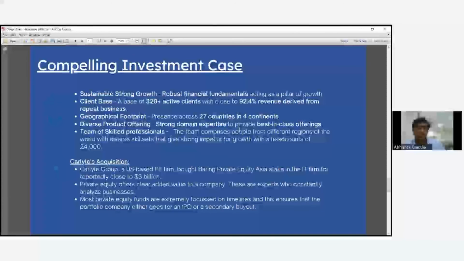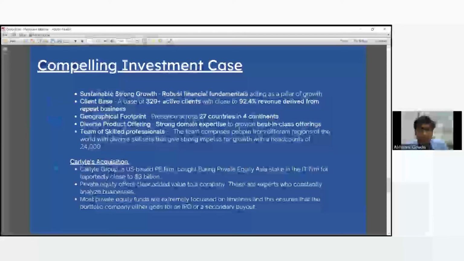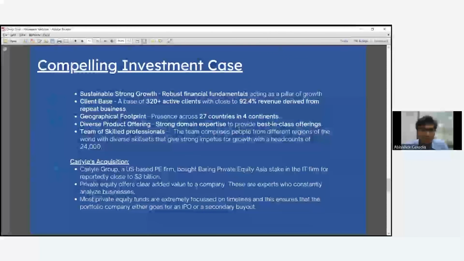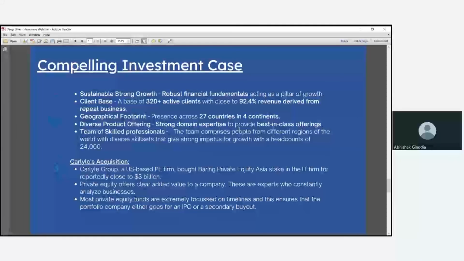Coming next to, I think, just wanting to cover why Hexaware seems like a good investment, some pros and cons. I think we've covered most of this in the earlier slides, but it has shown significant growth. Number one, roughly a 16% CAGR in revenue for the last 5 years. It has a huge repeat clientele. Out of 320 clients which it currently boasts of, 92% is from repeat business, which is an extremely good number for an IT company.